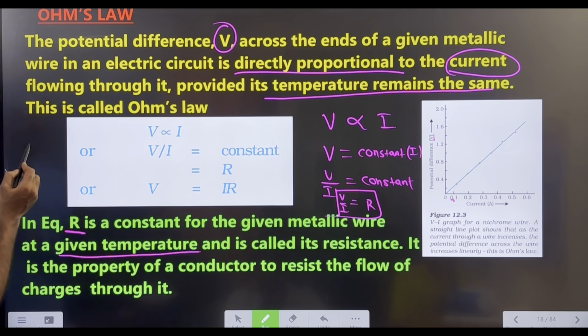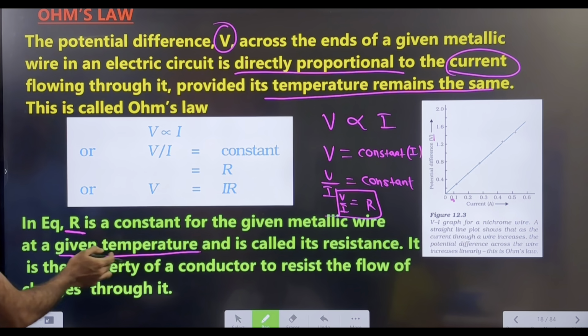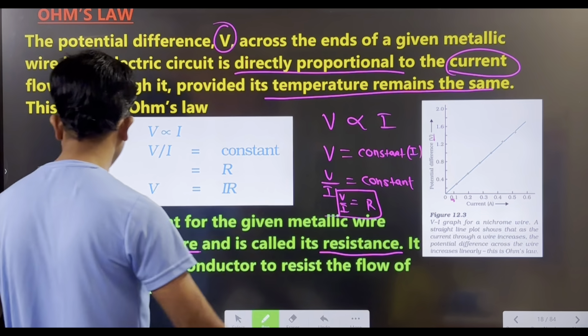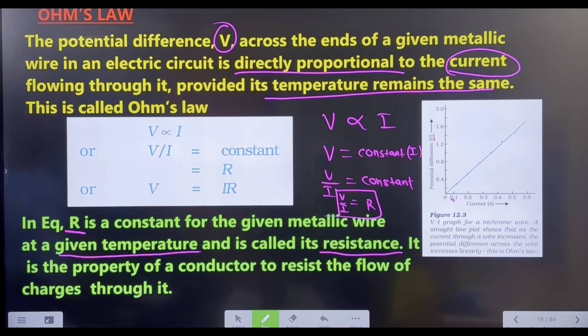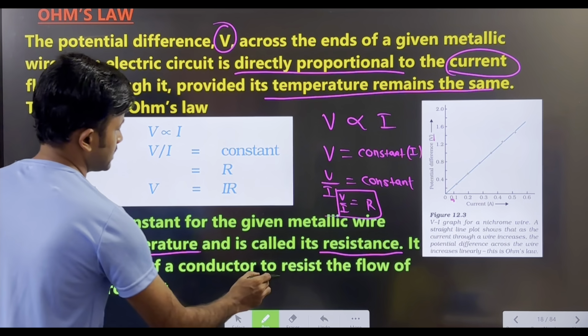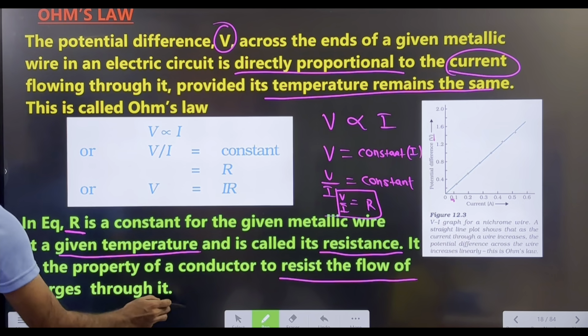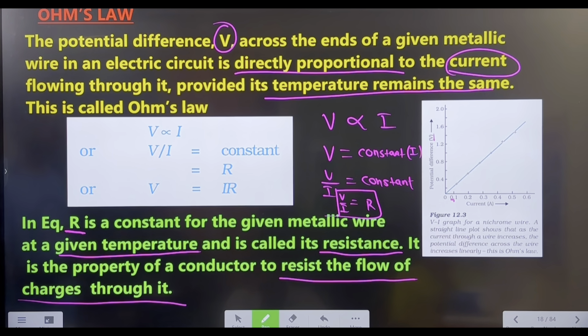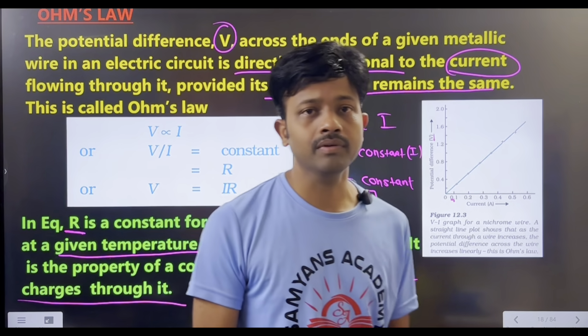So what is R here? R is a constant for the given metallic wire at a given temperature, and it is called resistance. It is a property of a conductor to resist the flow of charges through it, and this is the definition of resistance. Every conductor has some resistance, because of that nature it resists the flow of charges through it. Is it clear, everyone? Okay.